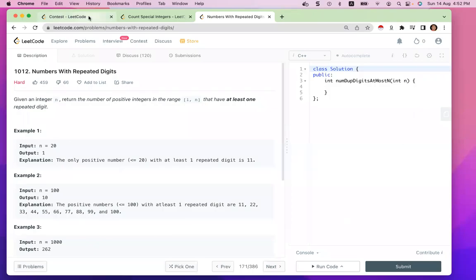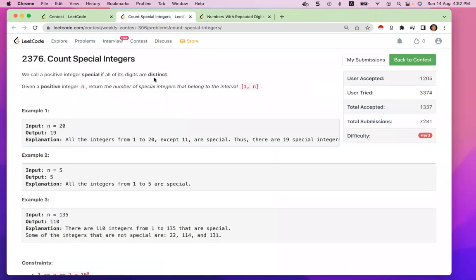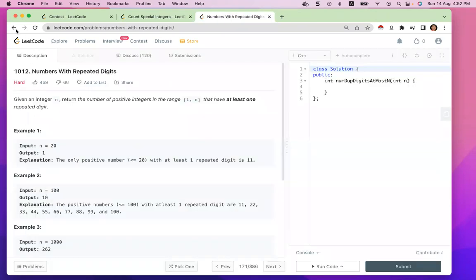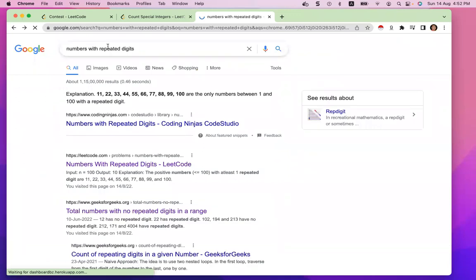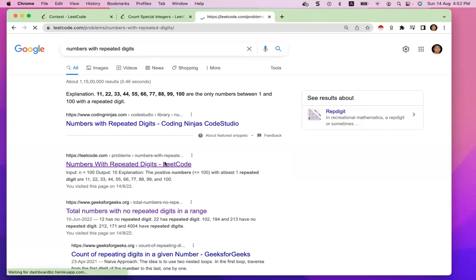Yeah. So what I was discussing is, when I opened this question, I tried to find a formula for how do I count all the numbers whose digits are either distinct or whose digits are repeated. I thought there would be some standard formula or some standard permutations for this that I could come across and utilize. So when I searched for that query, numbers with repeated digits, I saw it is just a LeetCode question.